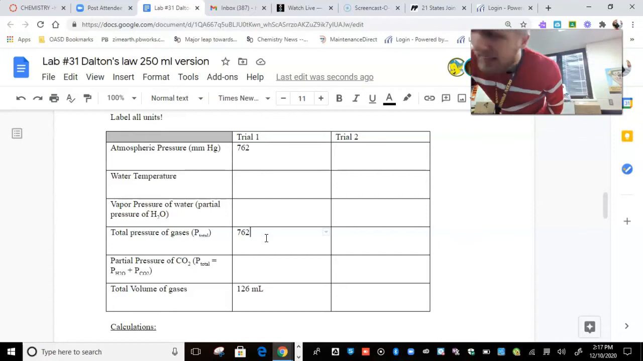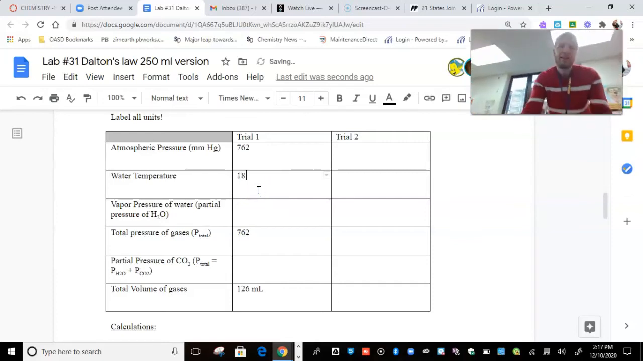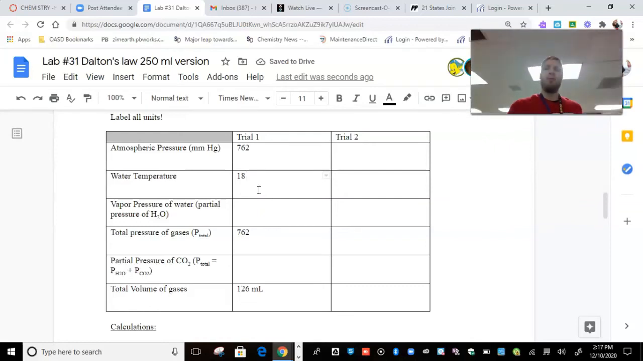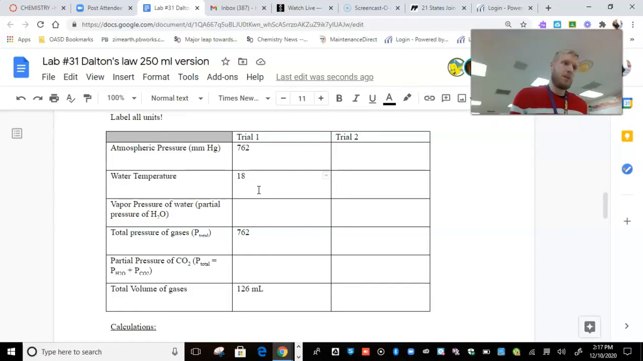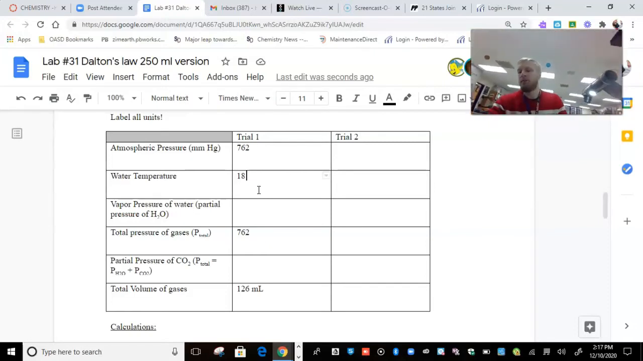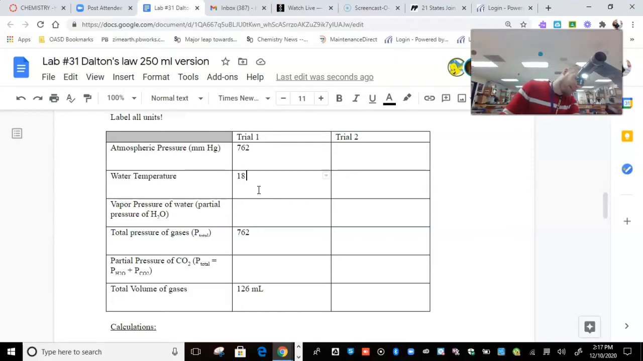All right, it's looking like 18. 18 is the temperature. All right. And that's degrees Celsius. All right. So what we're going to do is we're going to use our water vapor chart to determine what the pressure is. And it's as easy as looking at a chart. So let's plug this in.